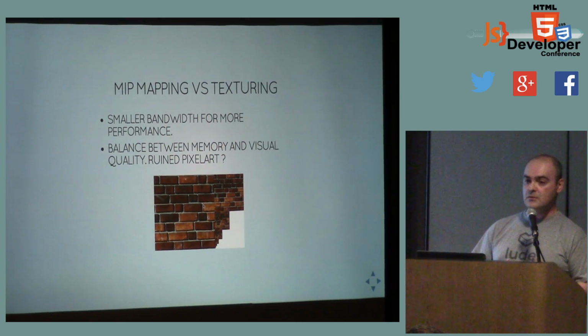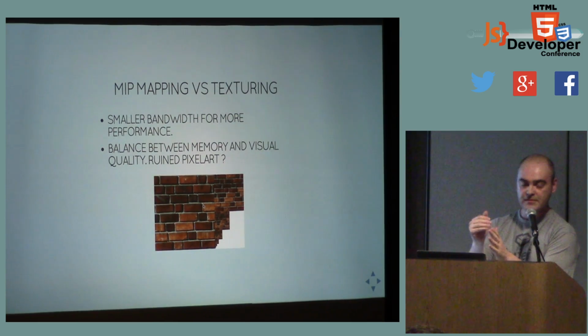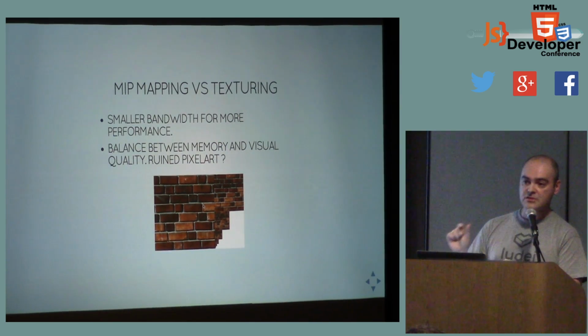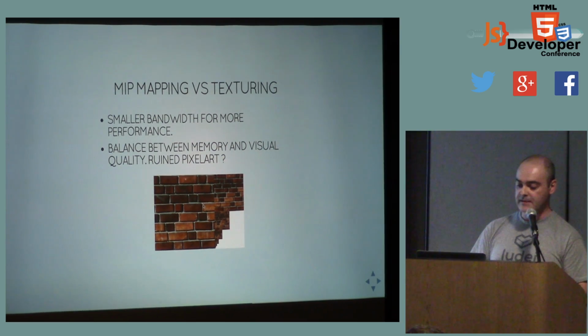So MIP mapping allows us to say, okay, you have a 2000 by 2000, and then you have a 1000 by 1000, a 500, a 250, and probably a 32 by 32 version of it. So the system will balance and select exactly the best image resolution for the expected size of the sprite. The only drawback is that there's a balance between memory, because the image will take much more memory than expected, and visual quality, because the lower resolution version won't look as crisp on the screen as expected. And another thing is that your pixel art could be a little bit hurt by this.